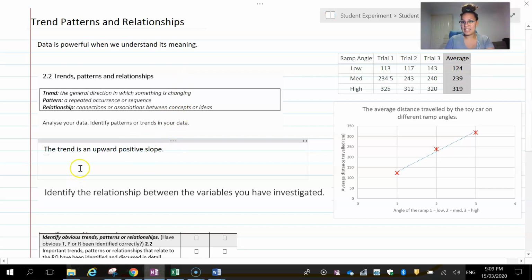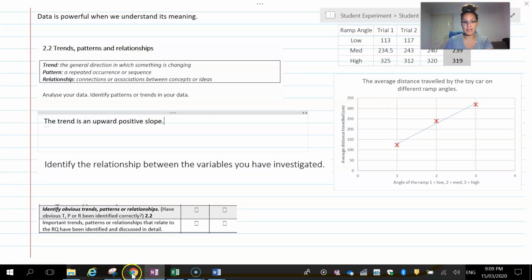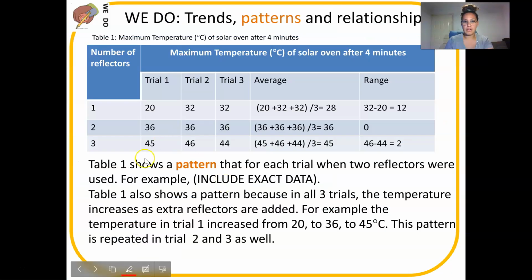So, have I got enough yet? Identified obvious trends, patterns, relationships. So it's obvious a trend, pattern, or relationship that I've identified. All right. And discussed in detail. So I haven't done that yet. So let's have a look back here. There we go. That's for patterns. So this is where someone's saying for pattern. So you might have something for pattern. Okay. I'll leave that there for you.